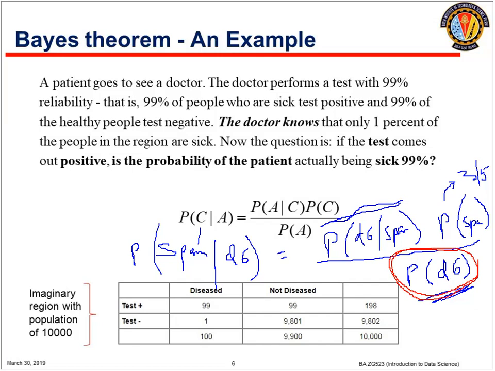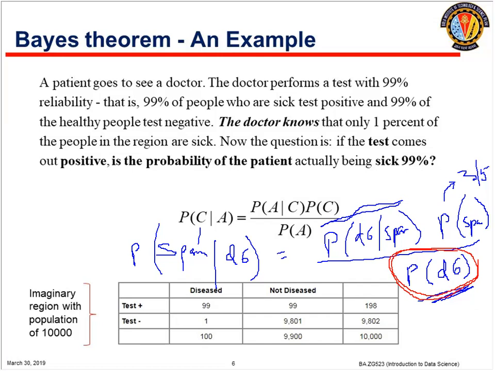Now remember, in the case of the doctor and the patient, the probability of A was the probability of a person being tested positive, right? What is the probability of a person being tested positive? Now here you want to find out what is the probability of this document coming to us, or the document being present.